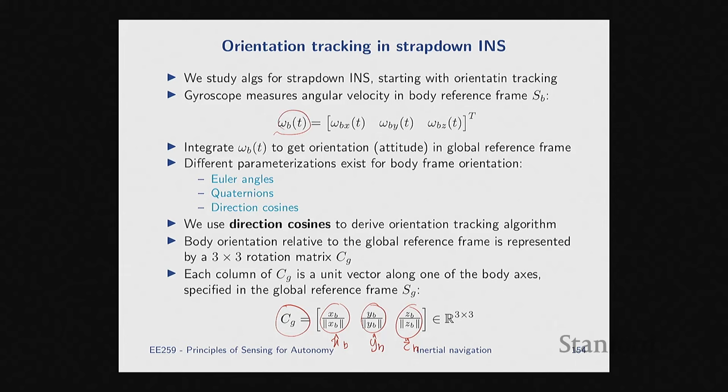And if you can find this matrix, and it's going to be a time-varying matrix, right? It's a function of time because we are constantly rotating. If you find that, then you can use it to rotate your accelerometer readouts back to the global frame, and from there it's just pure integration to do dead reckoning. Okay, so that's the problem setup. We'll solve it together next time. Any questions? All right, see you next time.